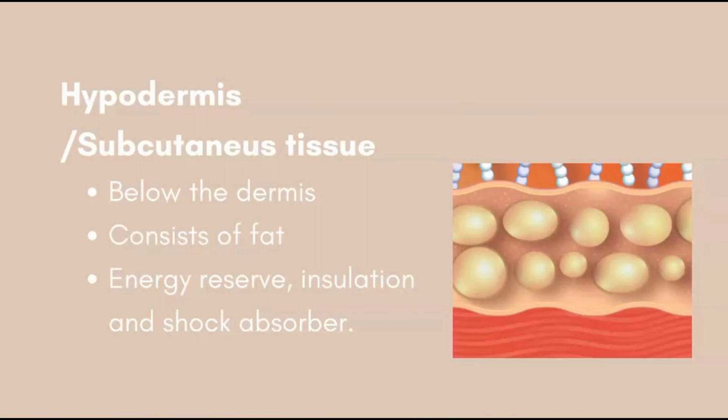The hypodermis, also called subcutaneous tissue, is located under the dermis and consists of fat. It acts as an energy reserve, insulation, and as a shock absorber.